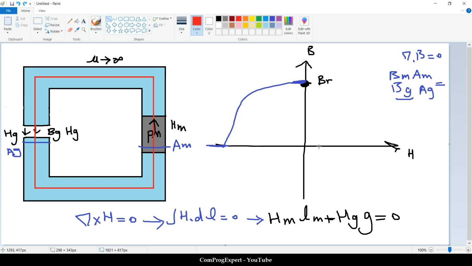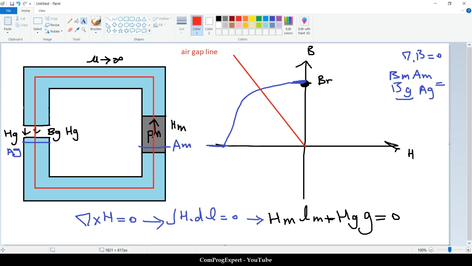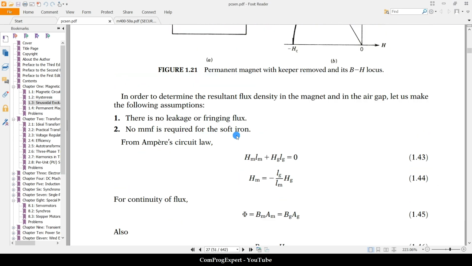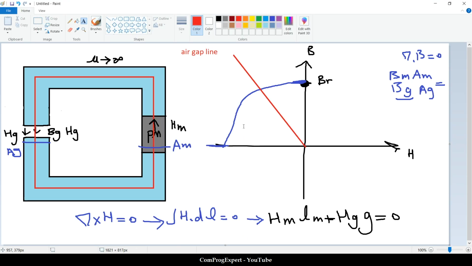Let's use red color. This is called the air gap line, or load line, or I think there is another name here, shear line. So when we consider this air gap, the state of the permanent magnet material moves from this point to this point.